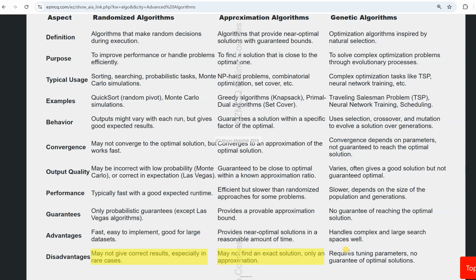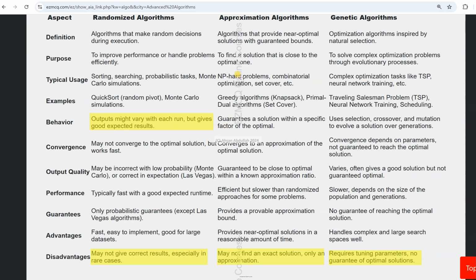And genetic algorithms require tuning parameters, give no guarantee of optimal solutions, and may take a very long time, because remember that it took millions of years for evolution to reach the point where it is currently. So it's very time consuming. And then there is the behavior. For example, for randomized algorithms, outputs may vary with each run but give good expected results. This is for Monte Carlo, while the quality of the results is guaranteed for Las Vegas algorithms, but the time complexity is not guaranteed.